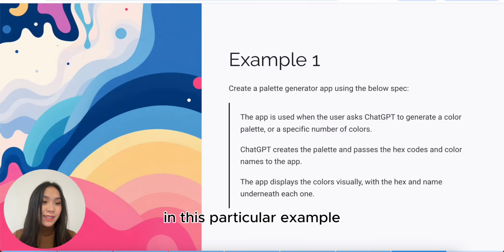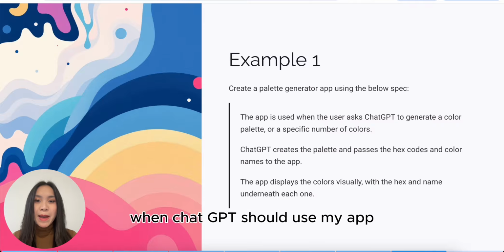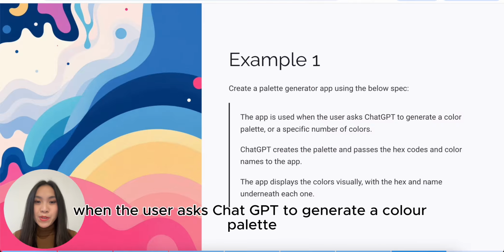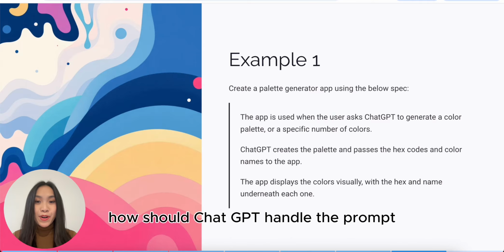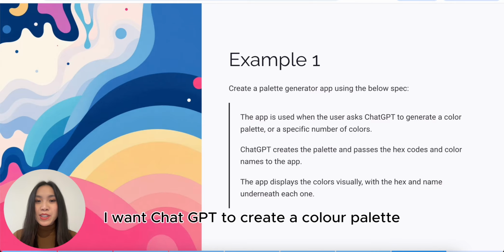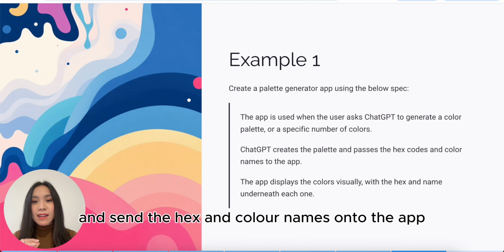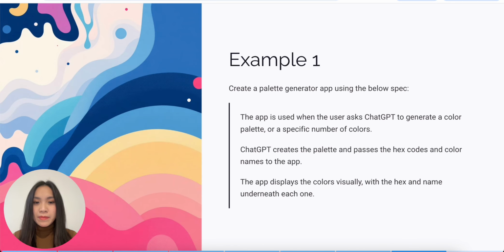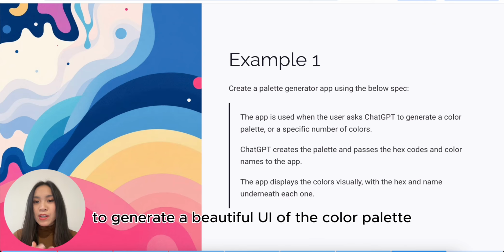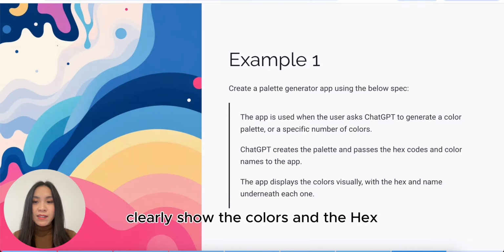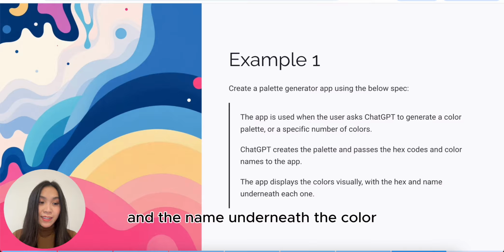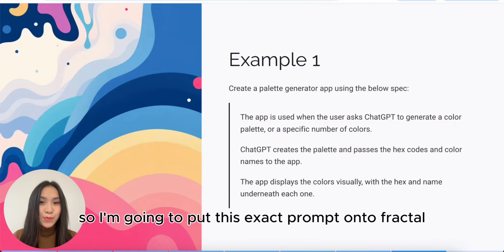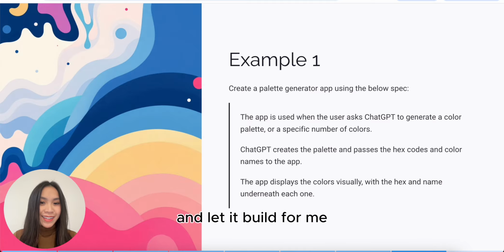In this particular example, my app should be used when the user asks ChatGPT to generate a color palette. How should ChatGPT handle the prompt? In this example, I want ChatGPT to create a color palette and send the text and color names onto the app. How should the app display the UI? I want the app to use the text to generate a beautiful UI of the color palette, clearly showing the colors and the text and the name underneath the color. So I'm going to put this exact prompt onto Fractal and let it build for me.